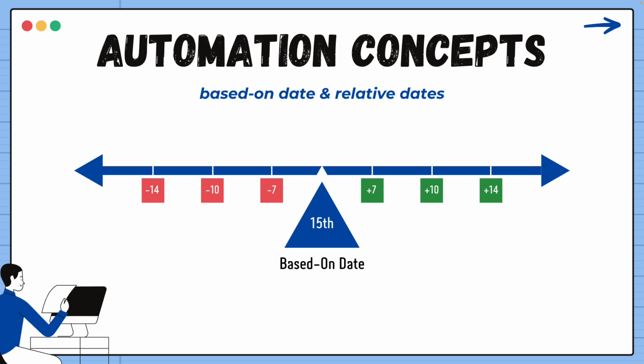So we can do that by having a based on date in the future, June 15th, and then using relative dates, which are negative, to trigger events that happen before the based on date. And then we can also use positive relative dates to trigger events that happen after the based on date, maybe follow-ups or review requests or whatever else is appropriate. And here's a little hint, we can do this. Okay, so let's keep going.